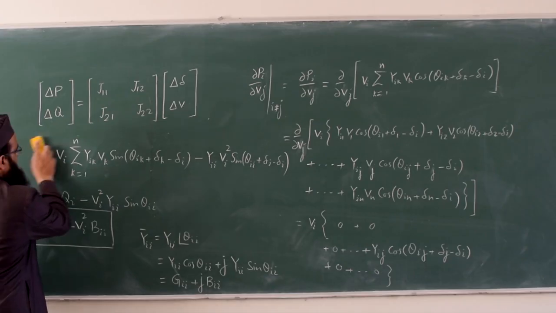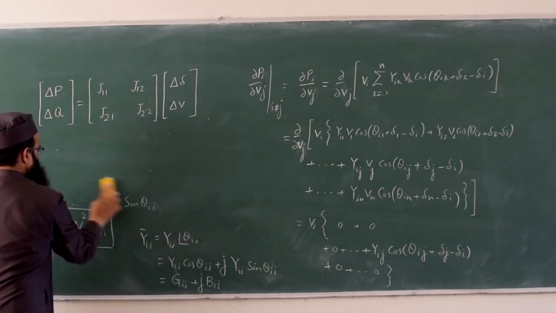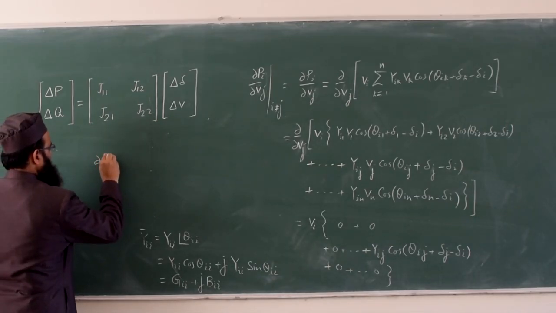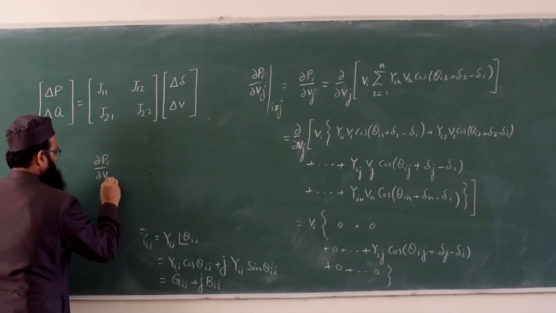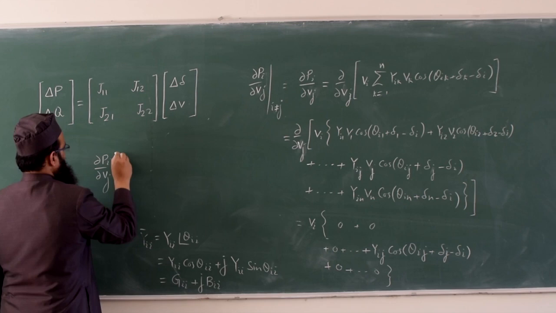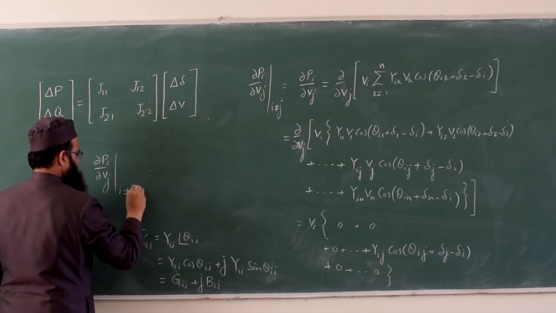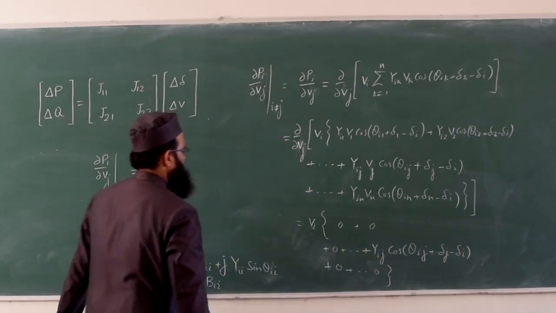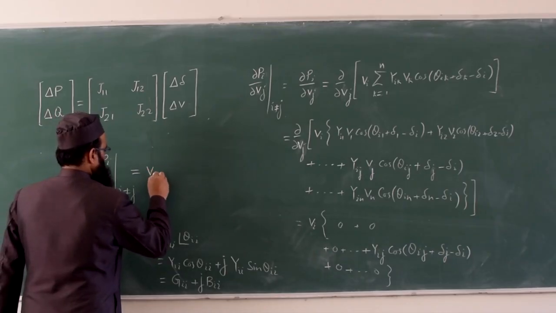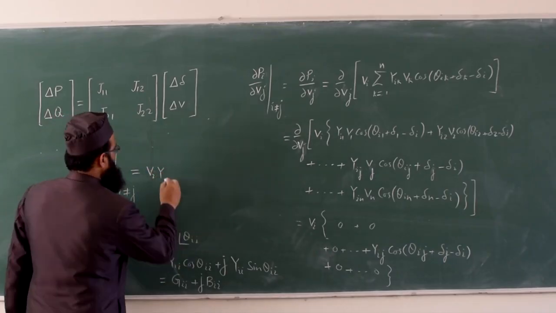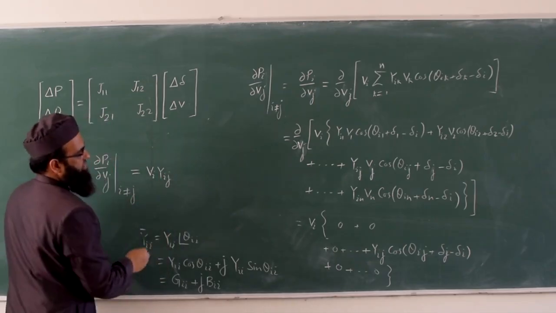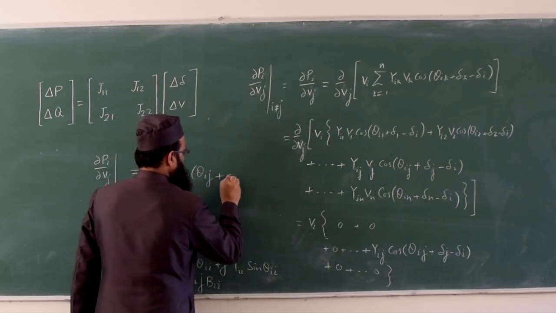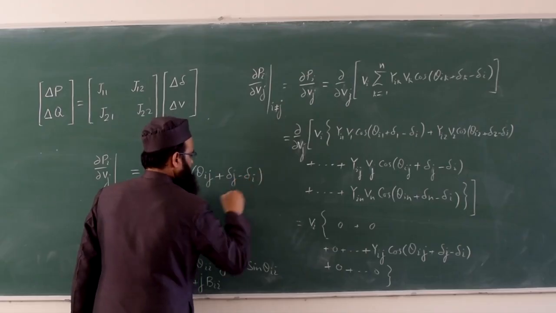This way we can write del Pi upon del Vj, for i not equal to j, is equal to Vi times this, minus Yij cosine of theta ij plus delta j minus delta i, the simple one.